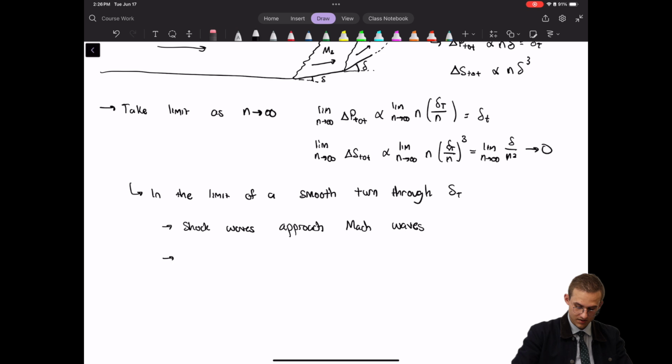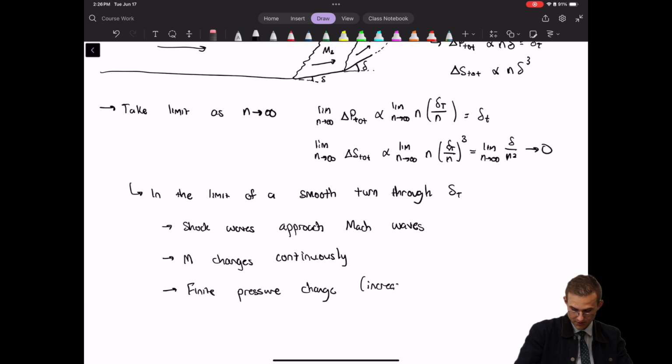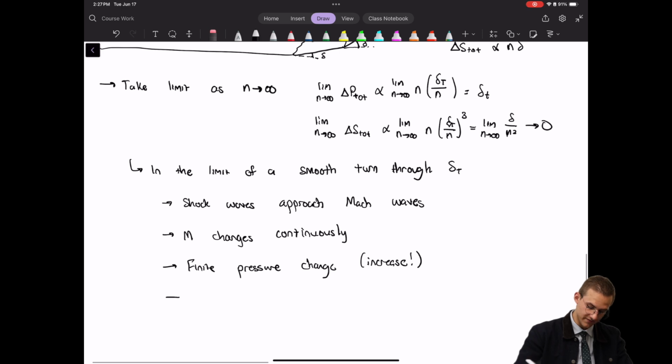The overall Mach number is changing continuously. And there's a finite pressure change. In this case, it's an increase. And then, most importantly for this argument, the change in entropy is 0. It's an isentropic process.